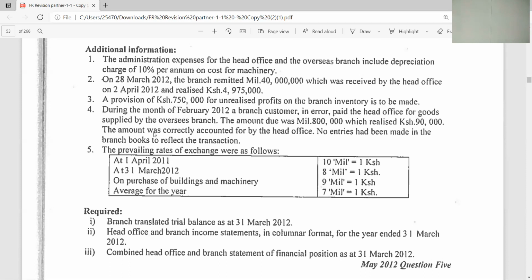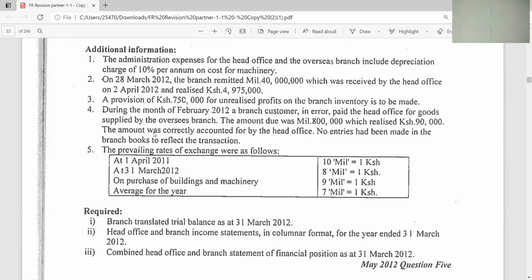Number 4, during the month of February 2012, a branch customer in error paid the head office for the goods supplied by the overseas branch. So instead of paying the branch, that customer in error paid the head office for the goods supplied by the overseas branch. The amount due was 800,000 milli, which the head office realized as 90,000.